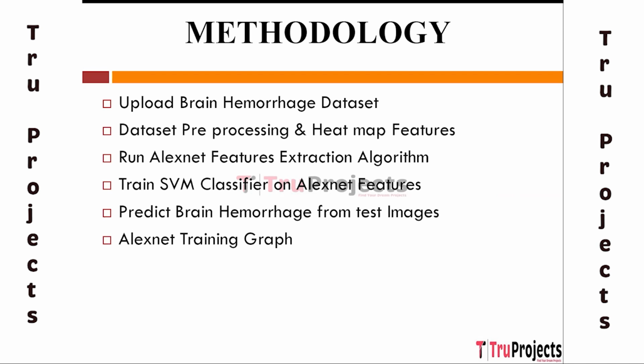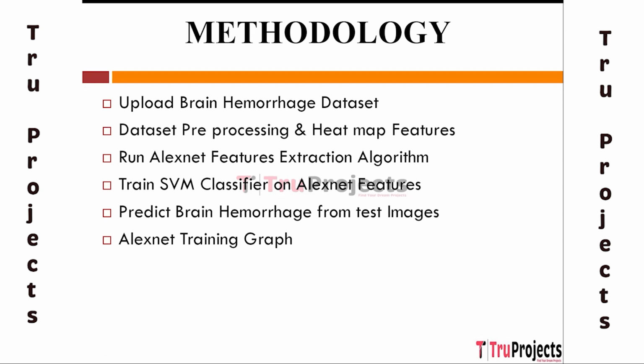Heat map features refer to the process of generating visual explanations of the model's prediction. Techniques like Grad-CAM, gradient weighted class activation mapping, or CAM, class activation mapping, are used to create heat maps. These heat maps highlight the regions in the brain scan images that were most influential in the model's decision-making process. By visualizing these regions, we gain insight into which parts of the brain scan contribute to the model's prediction of brain hemorrhage.